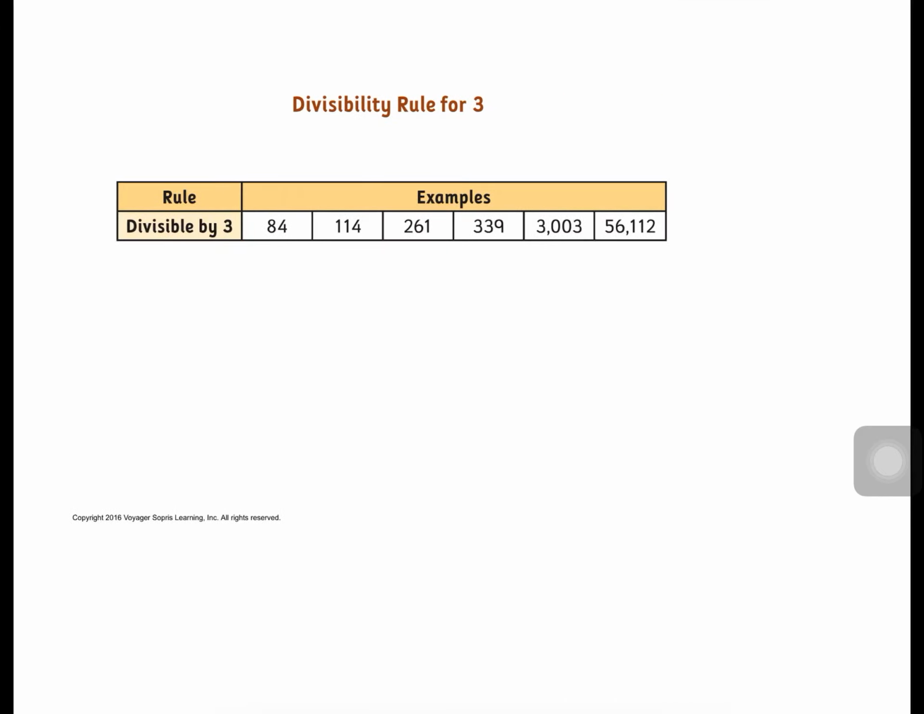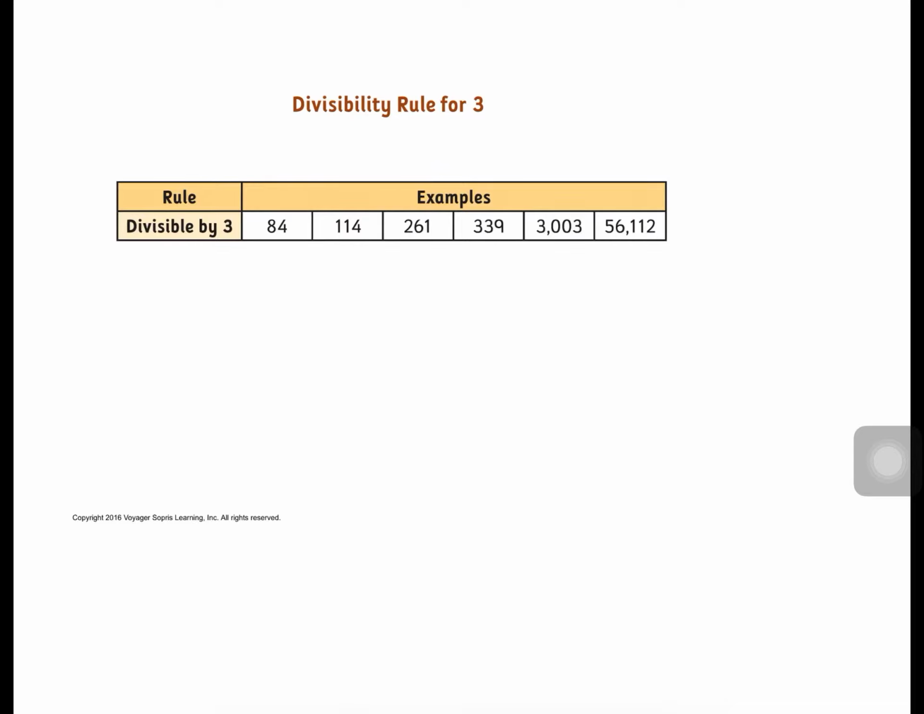And so looking at the rule for 3. We learned the divisibility rules for 2, 5, and 10. Now we're going to learn 2 more. So let's look at the divisibility rule for just 3s, okay? The numbers in this chart are examples of numbers that are all divisible by 3.